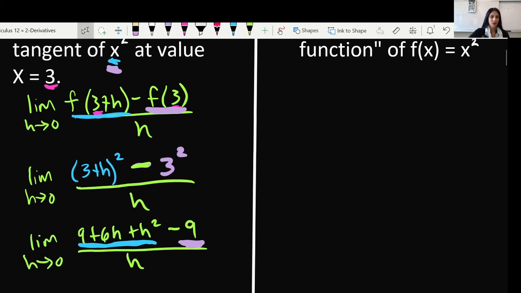After we work our way through all of this and simplify things, we can see that those are going to cancel. There's an h at the bottom, and I could factor out the h up here. I would be left with the limit as h approaches 0 of 6 plus h. Maybe I'll write that out: the limit as h approaches 0 of 6 plus h. If h approaches 0 and I plug in 0 there, I'm just left with the value of 6 after doing all that work.